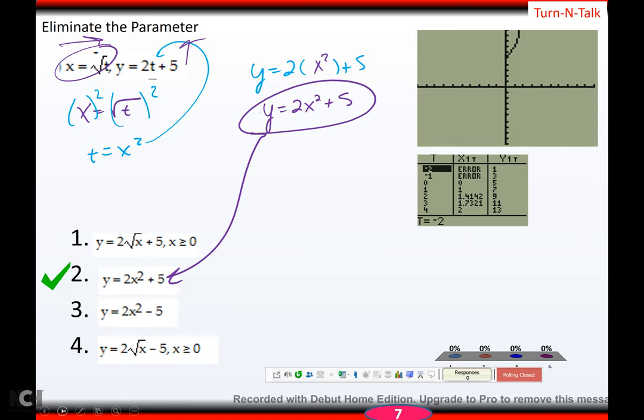Alright, and again, you didn't have to graph, but if you look, why is it just here? Well, again, because you have this restriction here. Remember, this would say t has to be greater than or equal to 0. Well, that carries over, which says then x has to be greater than or equal to 0. Everything over here, you can see, is error messages.